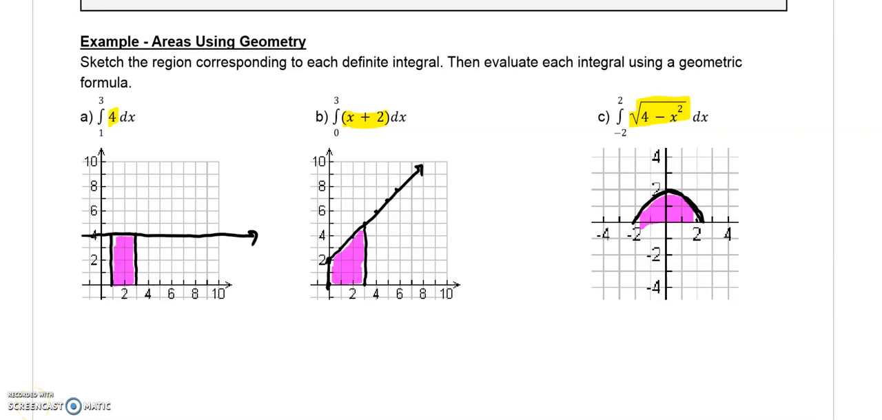You should have graphs that look something like this, and the purple is the area that we're asked to find, because looking at the limits, like on the first one, it's just from 1 to 3, which gives us a rectangle there. So when we're looking at the area, it's going to be length times width, which is just 2 times 4, which is 8. So that is 8 square units.